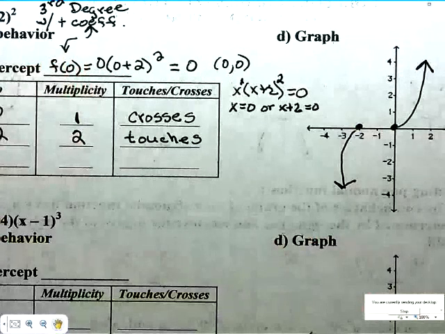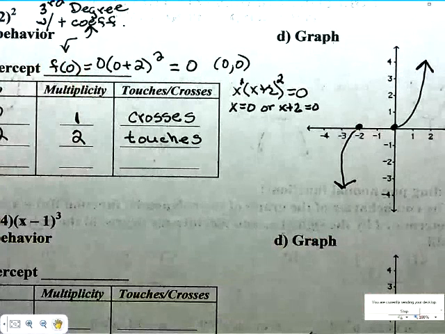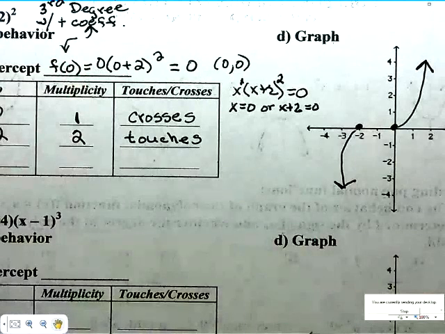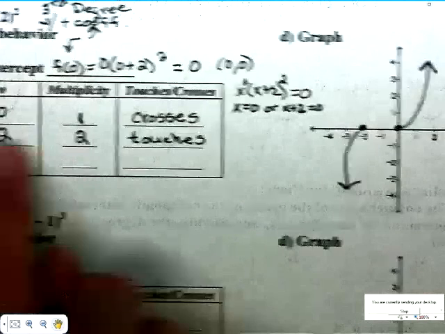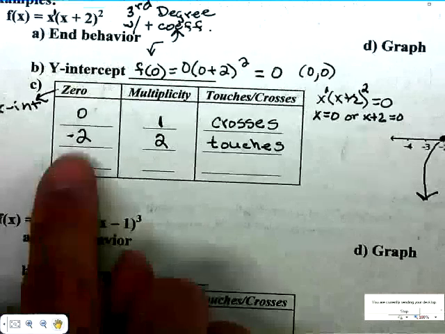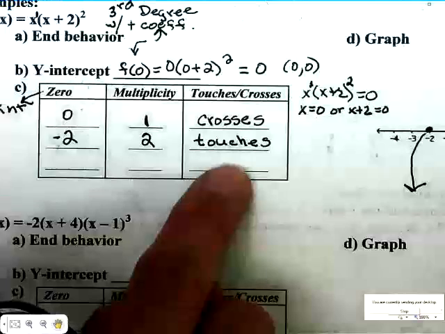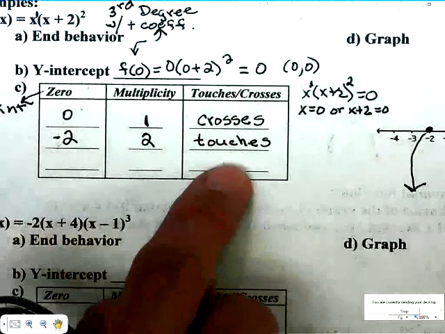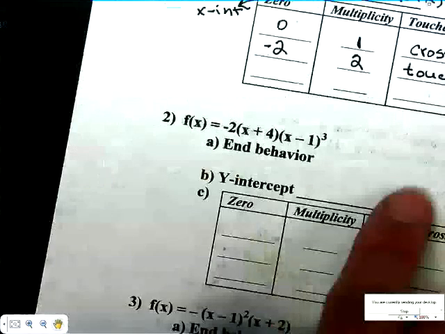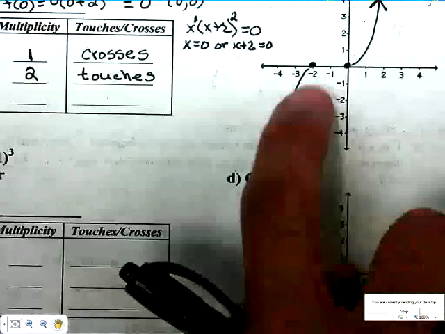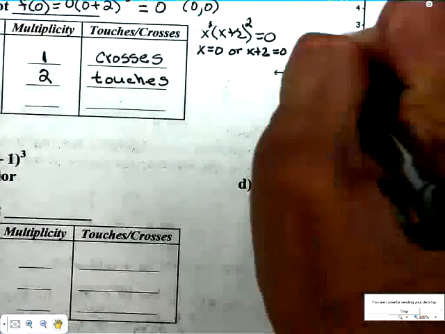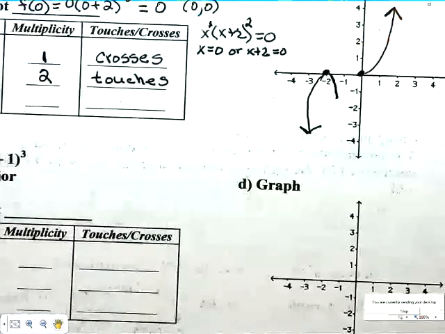The only thing to add in now is what happens at each intercept. What happens at -2? The graph does what? Touches, and touches means does not cross. Does a U-turn. What will this graph look like if it does a U-turn at -2? It's going to go back down. That's what U-turn means.